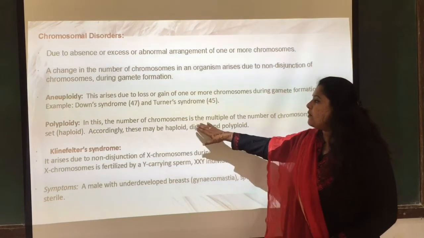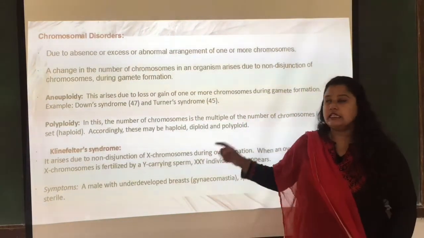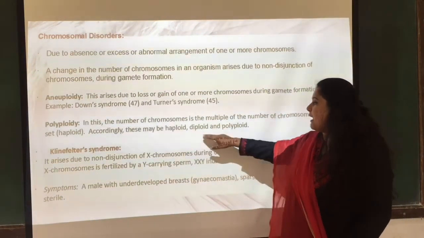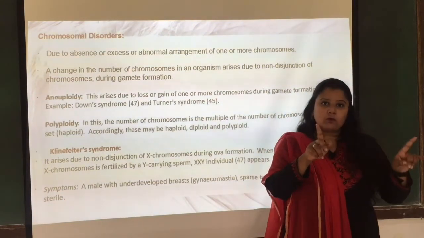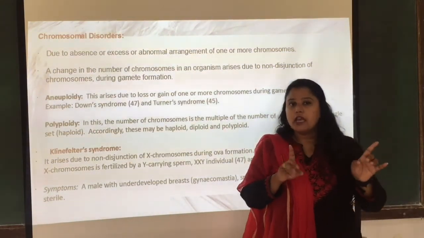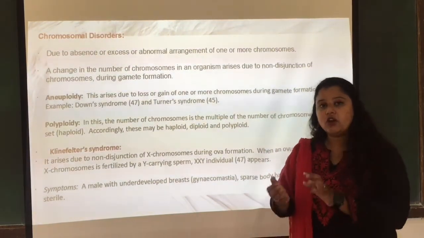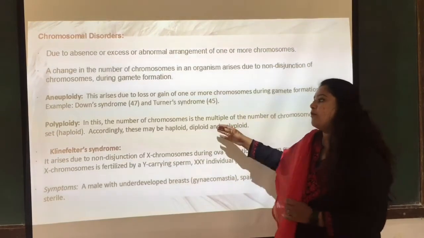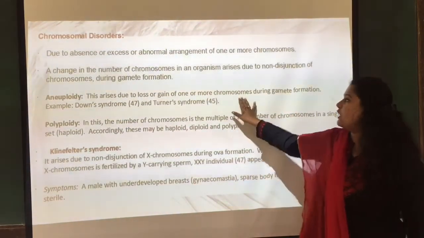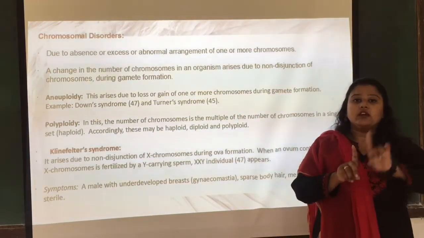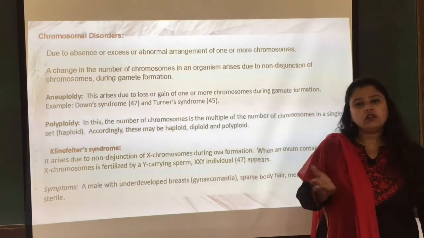Polyploidy means, in this, the number of chromosomes is a multiple of the number of chromosomes in a single cell, that is haploid. Accordingly, this may be haploid, diploid, or polyploid. That means in aneuploidy only one chromosome was either gained or lost, but in polyploidy the whole pair gets either gained or lost, right? So that is polyploidy.